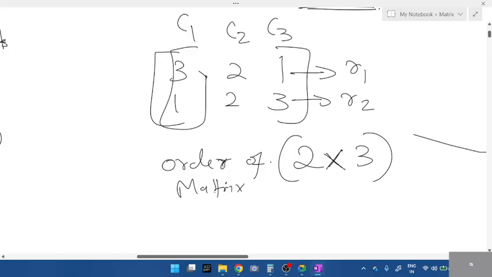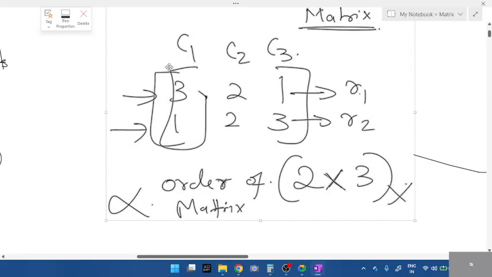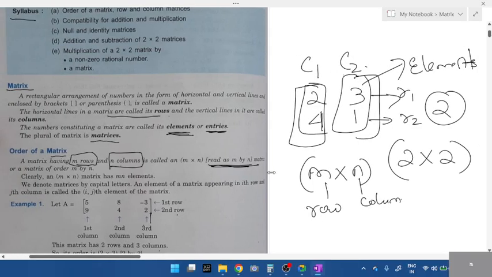All of you concentrate students, even if you miss one concept, you won't be able to understand the other one. See here, if you don't understand what is row and column, you won't be able to write the order of matrix. If you don't know what is horizontal and vertical line, you won't know which is row and which is column. Only if you know order of matrix, you can do addition, subtraction, multiplication and division. So everything is interlinked. If you're not concentrating, it's left up to you. I won't be teaching it again. Next.